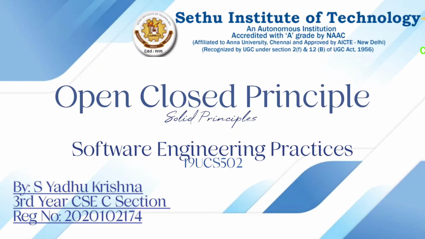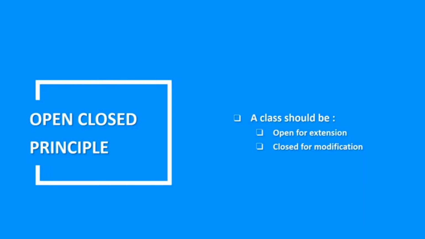Hello everyone. Today we are going to see an overview on another SOLID principle known as the open-closed principle. The open-closed principle says that a class should be open for extension and closed for modification. Also note that this principle is a combination of both these statements. Firstly, let us see what these statements mean individually and then we will dive into what it means together.